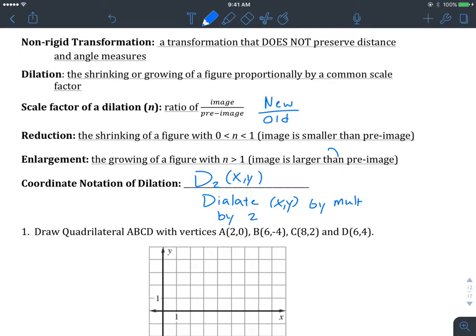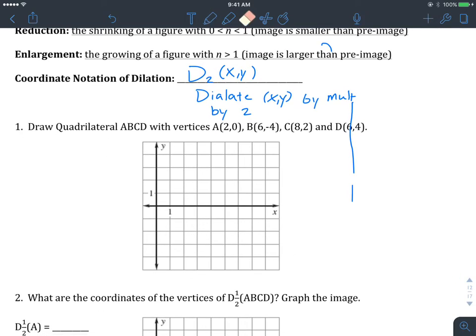If your center of dilation is somewhere else, it's actually kind of complicated. It's probably kind of a pre-AP concept. But what you essentially have to do is a translation first, then you dilate, and then you translate your figure back. So it's a lot of steps. We probably won't get into that today, but there are some good examples on the internet if you search for it.